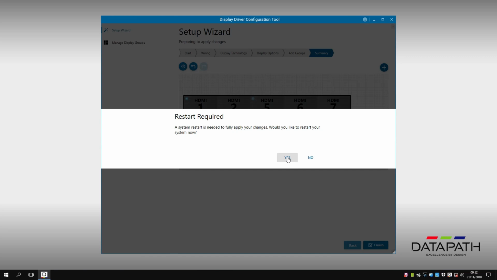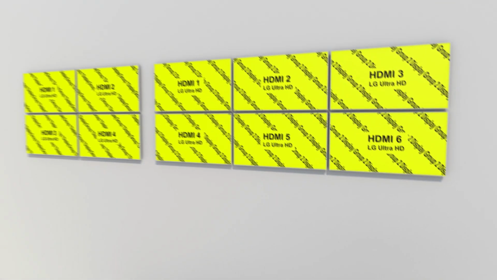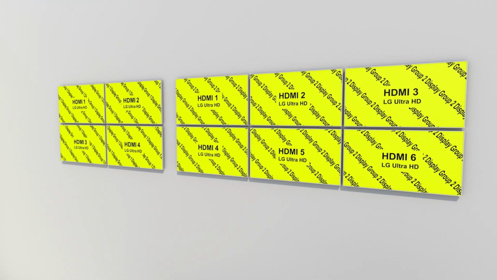Finally, you'll need to agree to a system restart to apply the changes. Choosing Yes will reboot your system. That's it! Your configuration settings have been applied to your Datapath Video Wall controller.